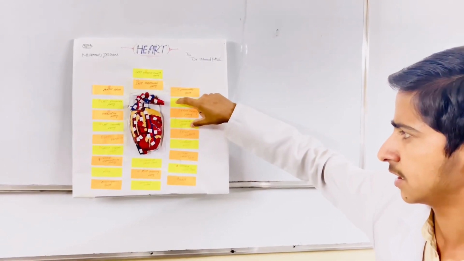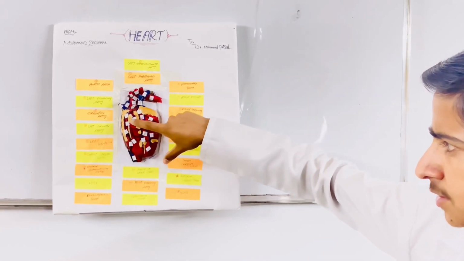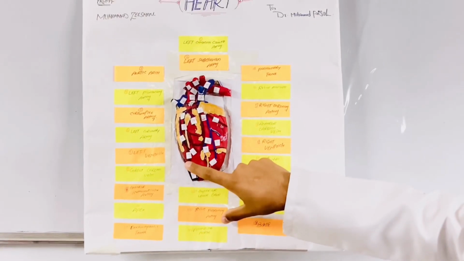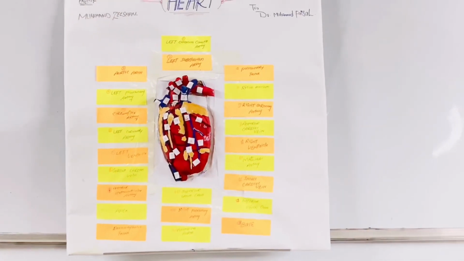So that's one branch, which is called the marginal artery. So that's about our heart.